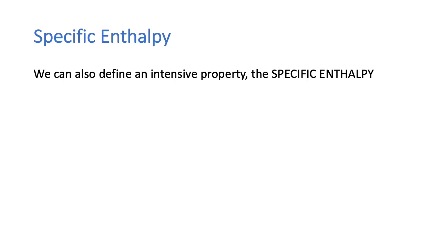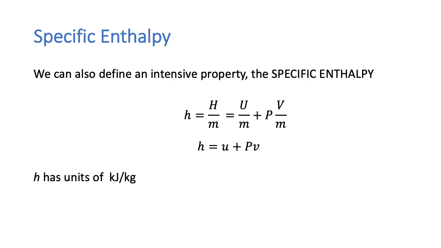We can also define a corresponding intensive property, which is the specific enthalpy. We give that the symbol the lowercase h, and that is equal to the enthalpy divided by the mass of the system. This equals U upon m plus P V upon m. So we can write H as being U plus PV. And the intensive property, the specific enthalpy, has units of kilojoules per kg.